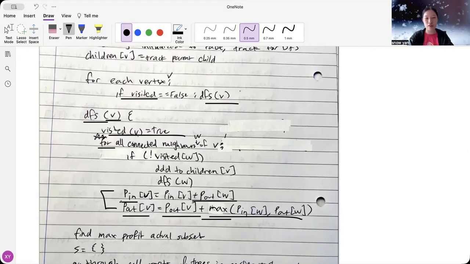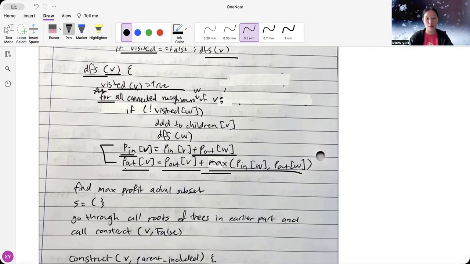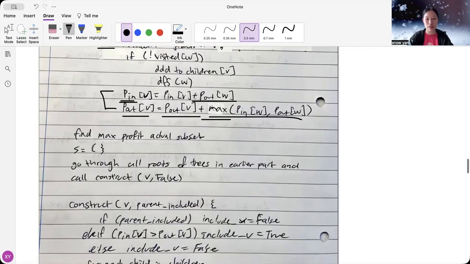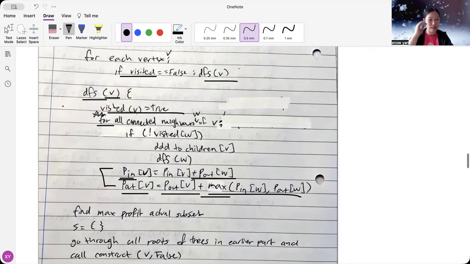If I chose the parent to be in, then my child can't be in, right? But if it's out, I can do both in and out. It gives me more flexibility. So that's how my recursive function works. And then running this DFS algo finds me the maximum profit, right?